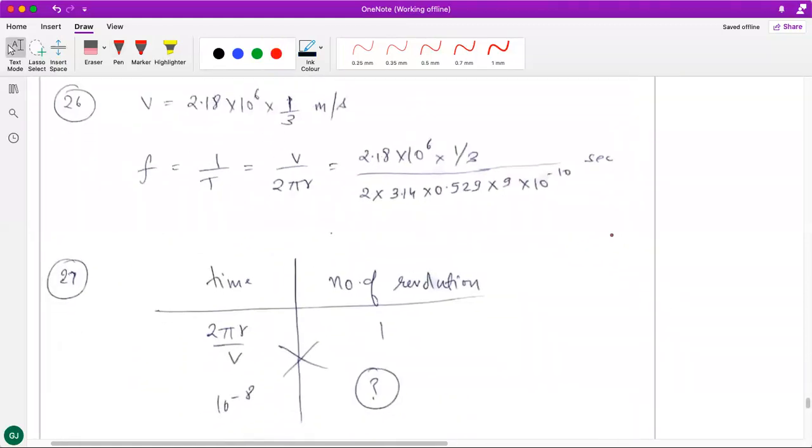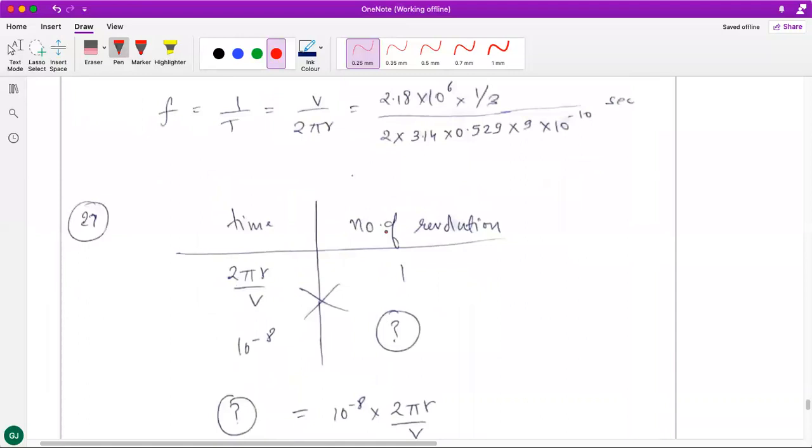Right. Then the 26th question is again a simple straightforward question in which they're asking how many revolutions per second the electron makes around the nucleus when it is present in the third orbit. So that's just the frequency, and you know the formula. You substituted the values and got the answer.